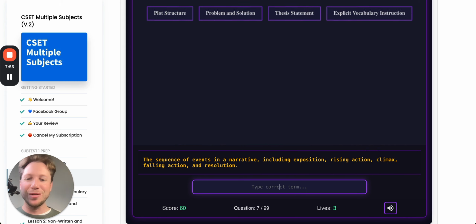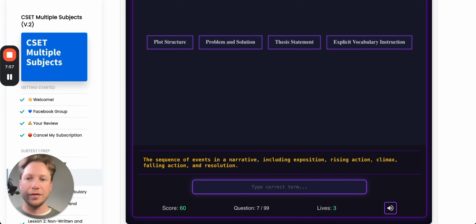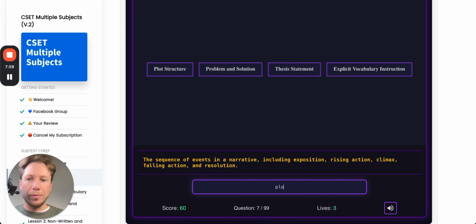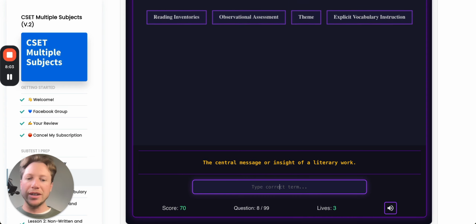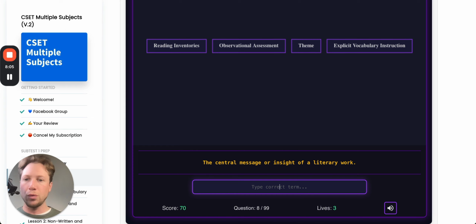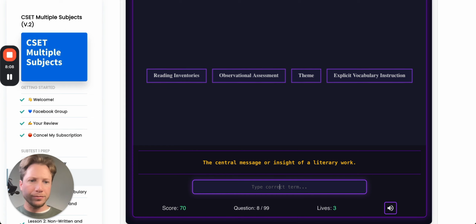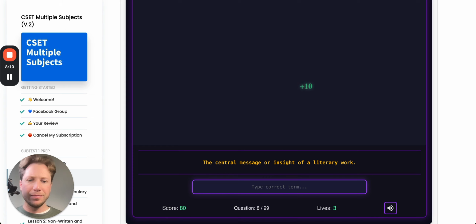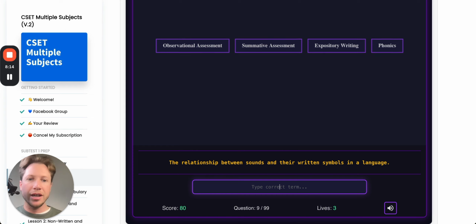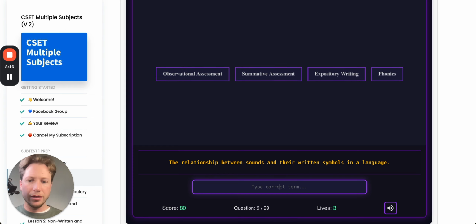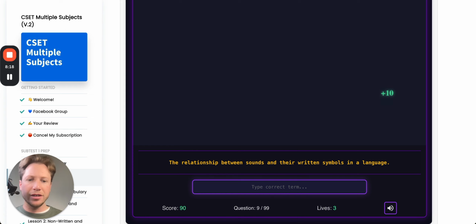Nice. The sequence of events in a narrative. I'm going to say plot structure. Nice. The central message or insight of a literary work. Oh my God, is it theme? Nice, it was. The relationship between sounds and the written symbols in a language. Wait. Is that phonics? Nice.